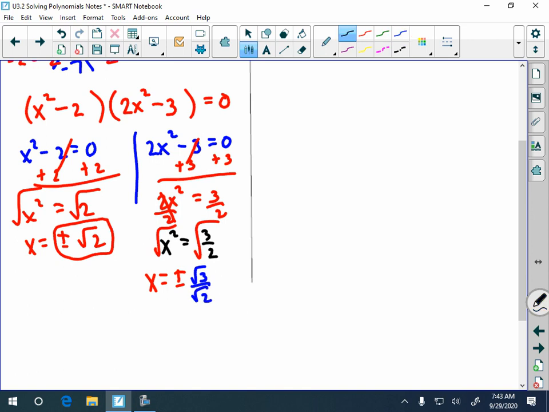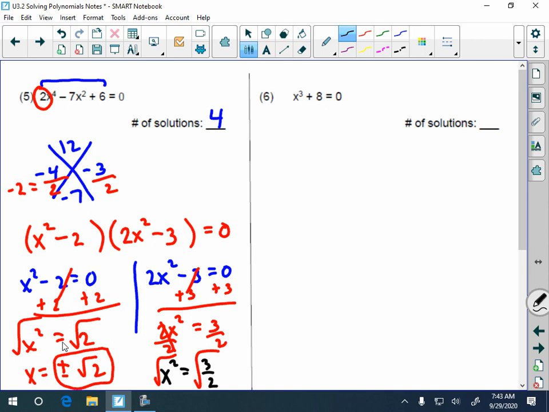And then I'm going to get rid of the radical off the bottom by multiplying top and bottom by root 2. Right, so I get plus or minus root 6, because root 3 times root 2 on top is root 6. And then on the bottom, root 2 times root 2 is root 4. And radical 4 is the same as just 2. So there's my other 2 solutions. So remember, you're looking for 4.